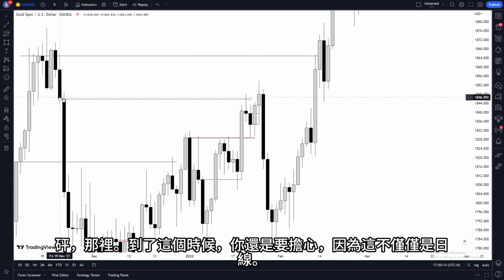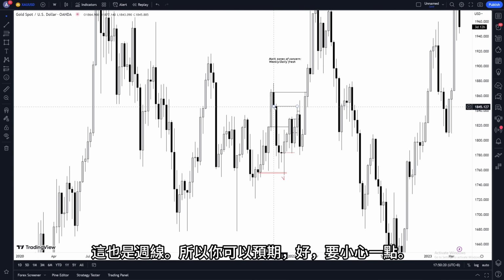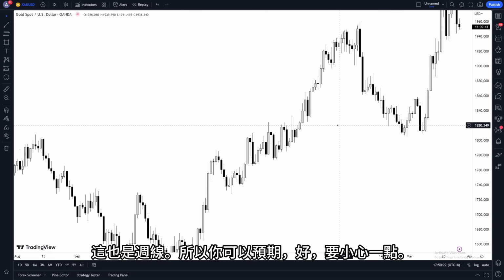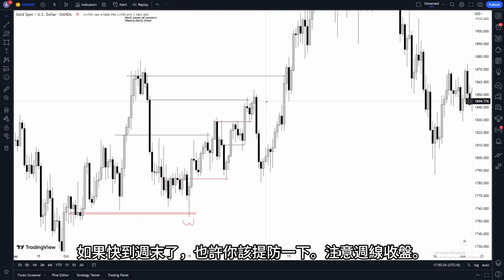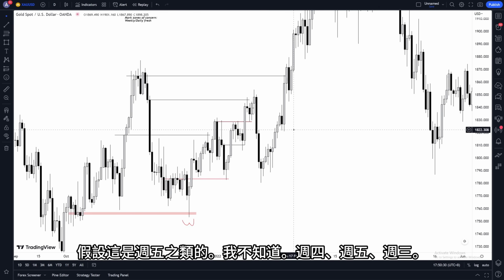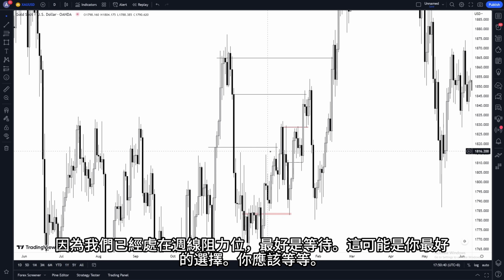And then by this point, you still need to be worried because this is not only a daily, this is also a weekly. So you can expect, okay, maybe I should be a bit careful. If it's coming to the end of the week, maybe you should beware. Watch out for the weekly close, right? Let's say this was like Friday, or Wednesday probably, because we're already in that weekly resistance, you should probably wait. That's probably your best bet. You should probably wait, okay?